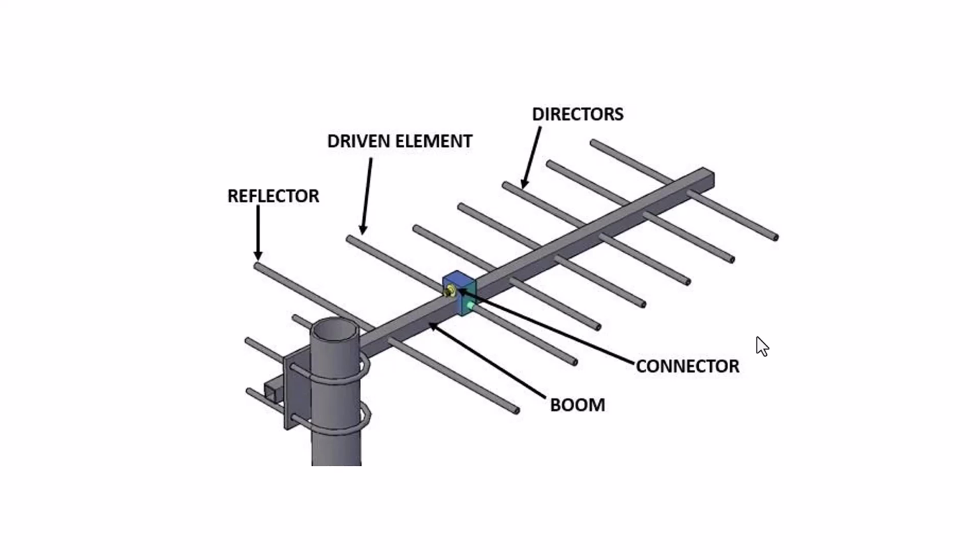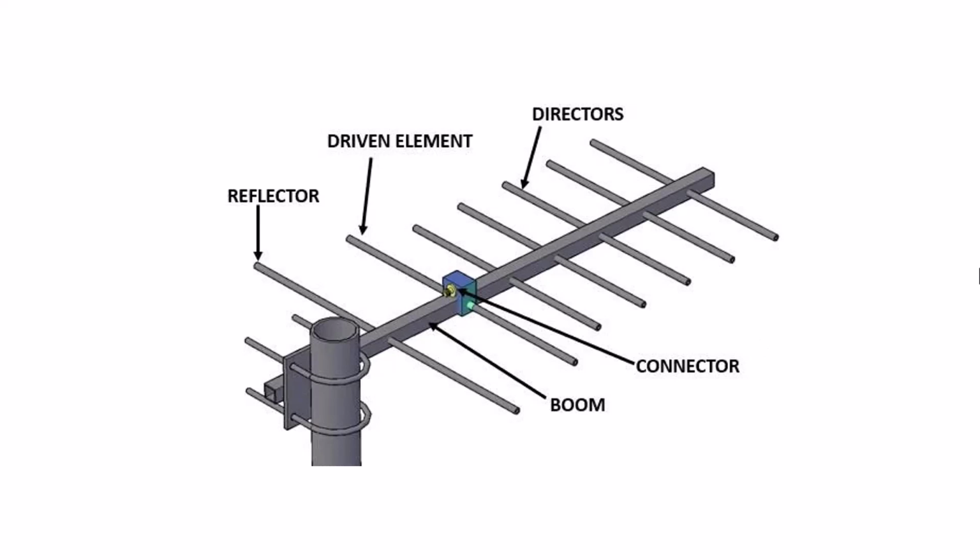The next question asks, what is the approximate length of the driven element of a Yagi antenna? The driven element is a half wavelength. The next question, how do the lengths of a 3-element Yagi reflector and director compare to that of the driven element? Well, the reflector is going to be longer and the directors are going to be shorter.